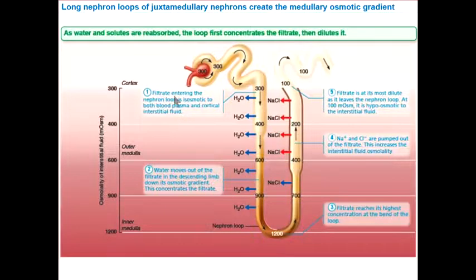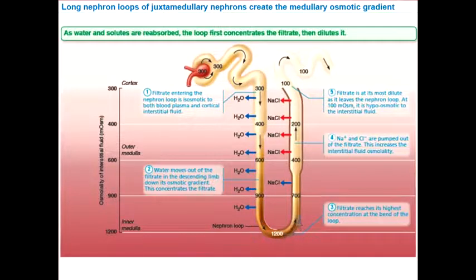So number one, filtrate entering the nephron is isoosmotic to both blood plasma and your interstitial fluid. We said 300 was normal, so as that filtrate gets forced through, the osmolality is 300 as it enters the descending loop. And because water's leaving, now we're getting more concentrated, so our osmotic pressure, or osmolality, goes from 300 to 400 to 600 to 900, all the way to 1200 as we get to the bottom of the nephron loop. So this is the highest concentration at this point.